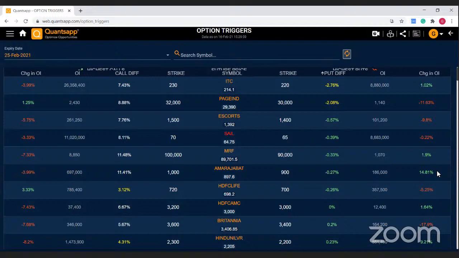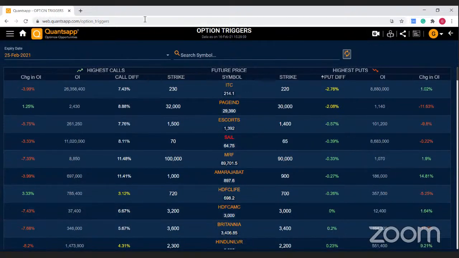So you should be looking, on a daily basis, or almost every hour or couple of hours in the day, at how the writers are doing on a particular stock if it's near their highest call and the highest put. So this was about the options triggers, which help me find the stocks which are very near to their highest call and the highest put. I hope you have understood.